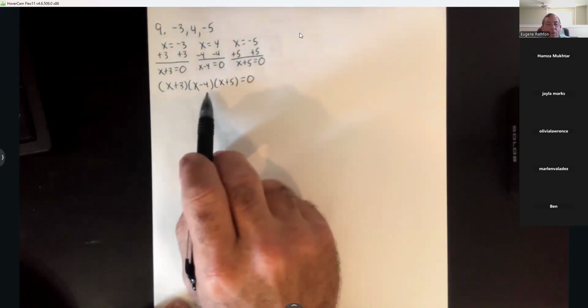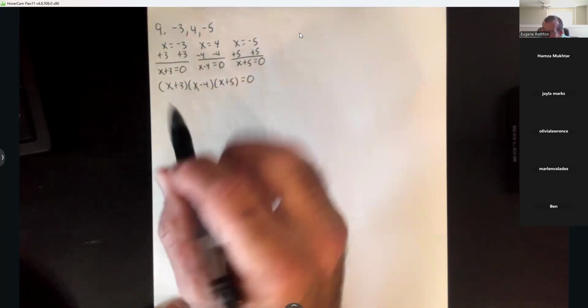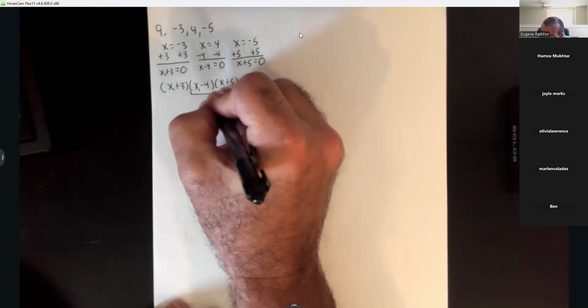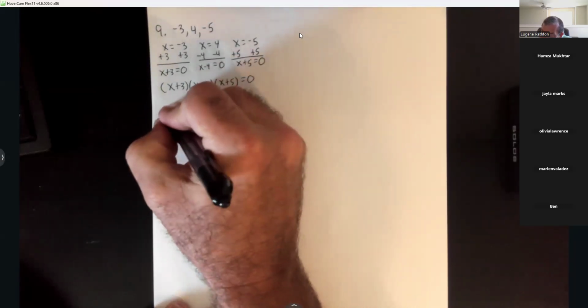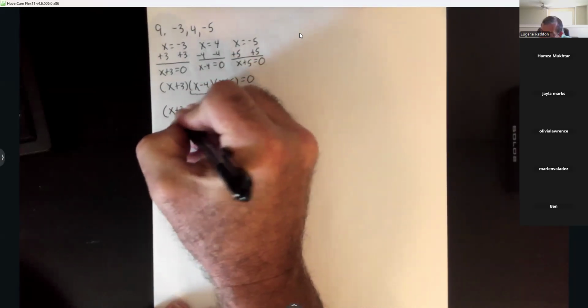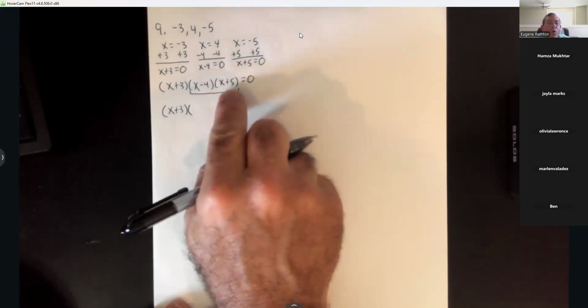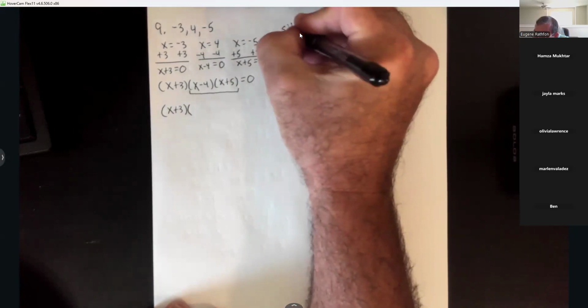All right, so then we had to start foiling. So what I do, I usually foil the last two. So I'm going to bring down that x plus 3, and we'll multiply by whatever we get out of this. So I usually do those on the side.